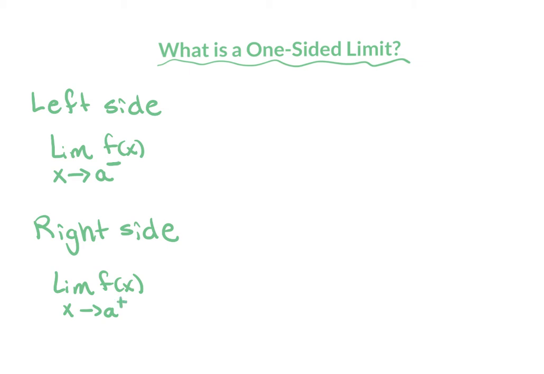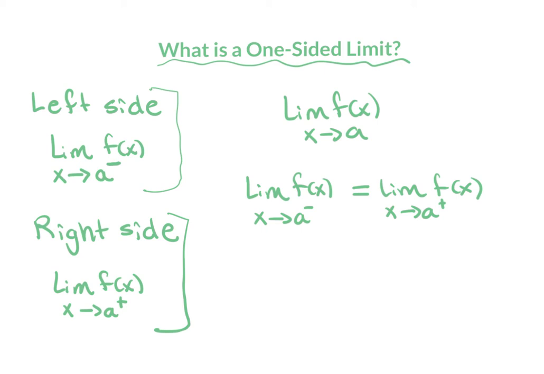So you can look at just the left-sided limit, or you could look at just the right-sided limit, or if you want to look at the limit of f of x as x approaches a, so not from the left specifically or from the right specifically, then what has to be true is that the left side has to equal the right side. So a left-sided limit could be different than the right-sided limit, but the limit at that value only exists if the left side and the right side are equal.